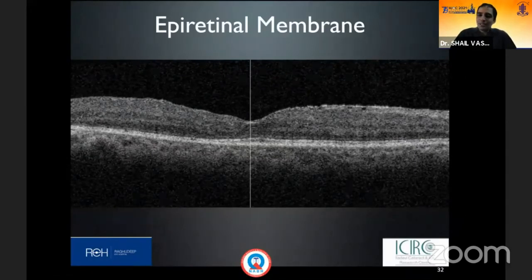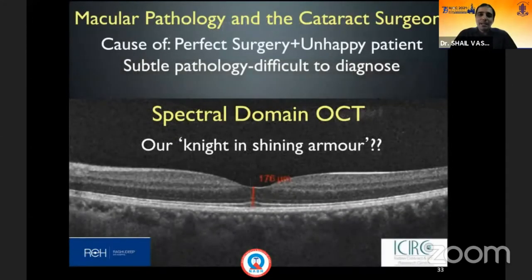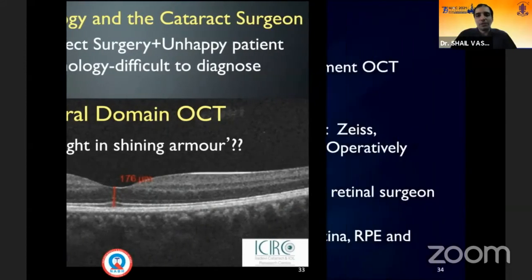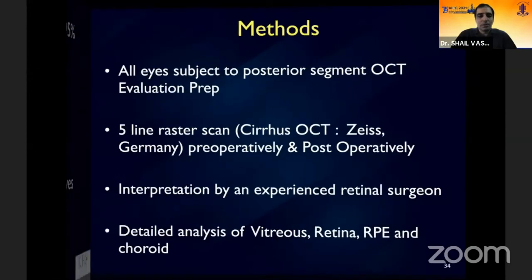So this was missed not just by the cataract surgeon, but also by a trained retinal surgeon who had seen this patient multiple times before, including in the preoperative time. So I think macular pathology is the biggest bugbear for post-operative poor quality of vision, irrespective of monofocal or multifocal IOL. And we did our study evaluating all the preoperative patients we do as a routine in our practice. We make them undergo posterior segment OCT.